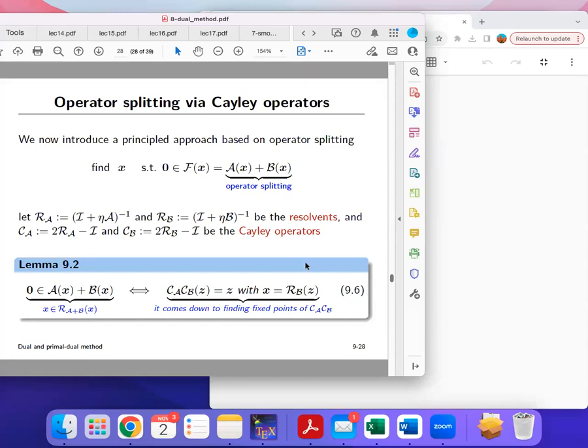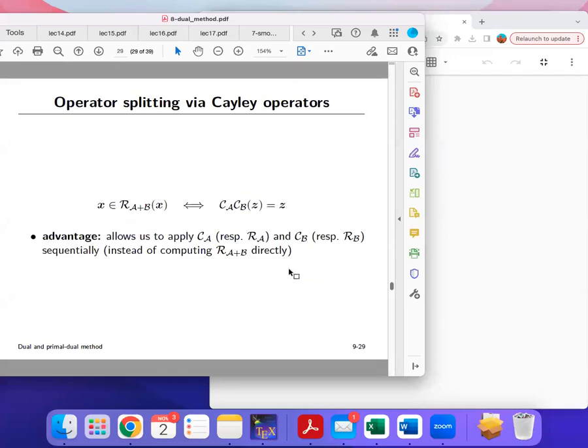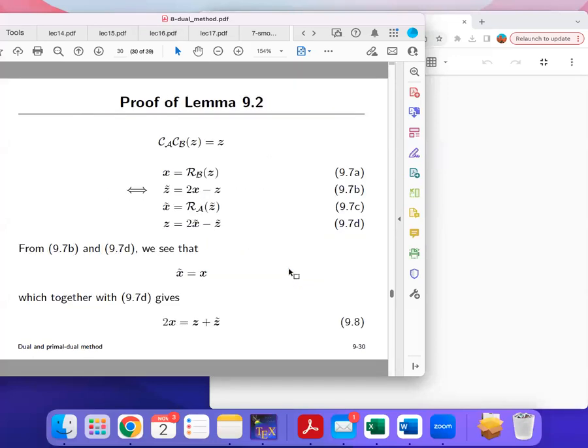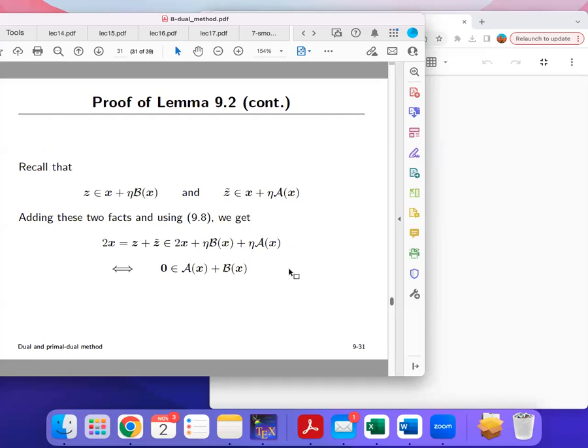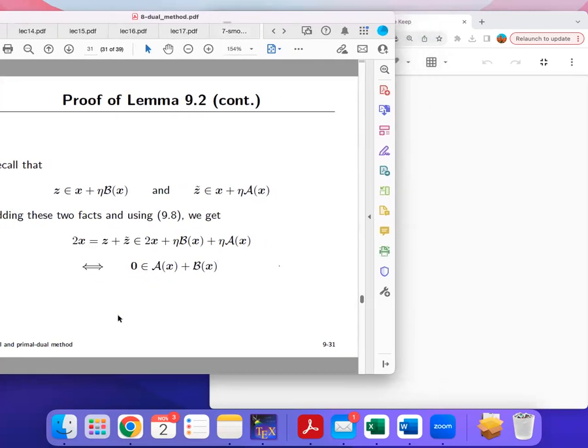So here we are going to prove this lemma. This fixed point equation is more practical to compute in practice. It's actually easier to start from the end and go to the beginning. So we will start from the last line of the proof. We are looking for x that satisfies this inclusion property. Now what do we do first?